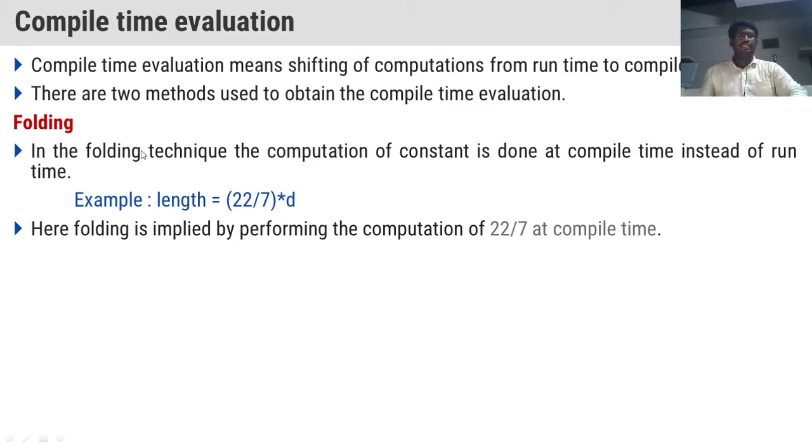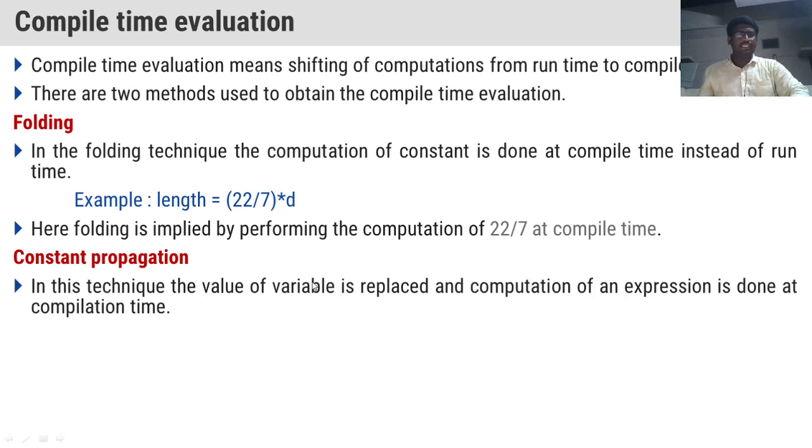So folding is a technique that comes under compile time evaluation, which you can understand with this example: length equal to 22 by 7 into d, and this 22 by 7 can be evaluated during compile time itself. So here folding is implied by performing the computation 22 by 7 at compile time. Right? Next one is constant propagation.